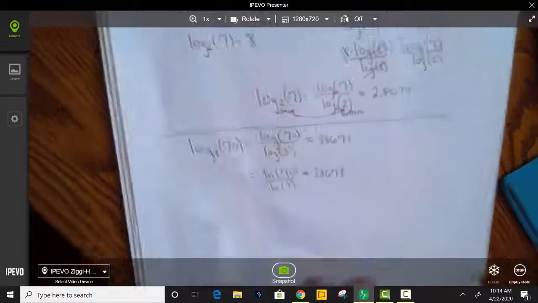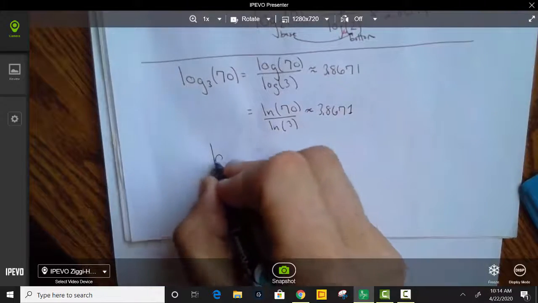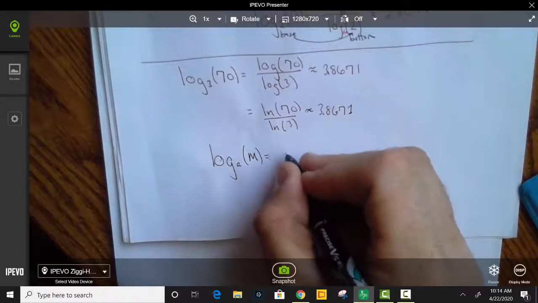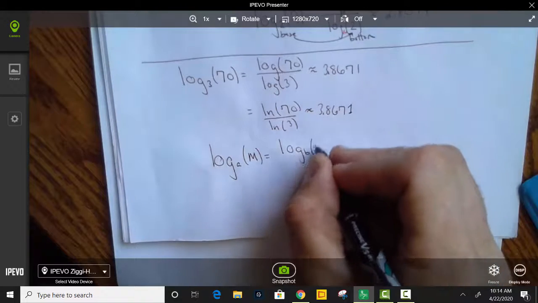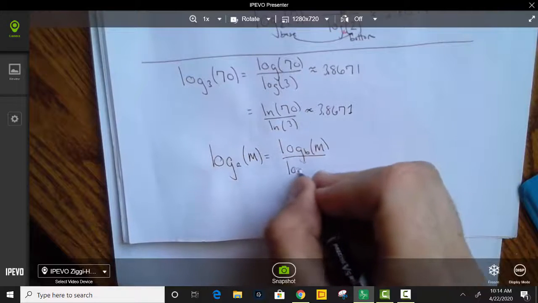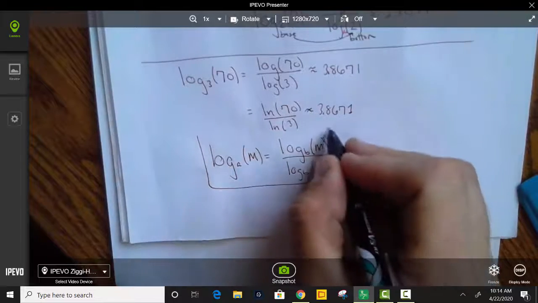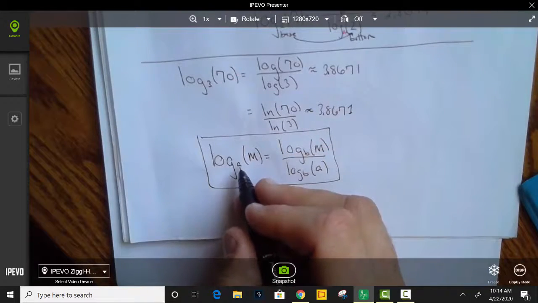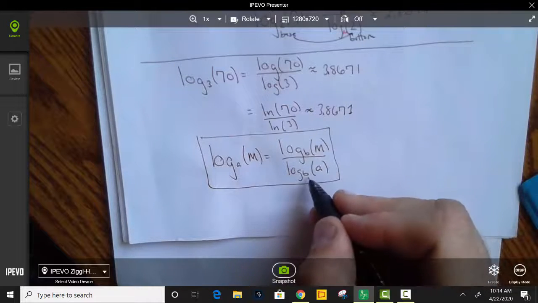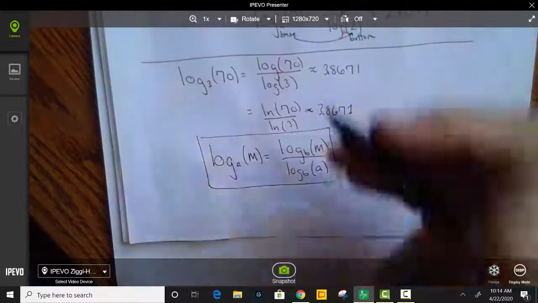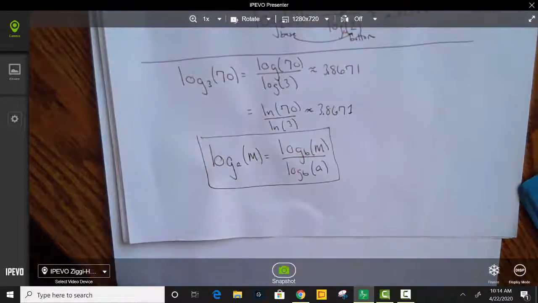In essence, guys, what the change of base formula actually says is log base a of m equals log base b of m divided by log base b of a. So this is just saying that we can take a logarithm with a base of a being evaluated at m, and we can change it to a logarithm with any base that we want. It could be base 10, it could be base e, it could be any other base. We typically just deal with base 10 and base e because that allows us to use a calculator to finish evaluating the expression.